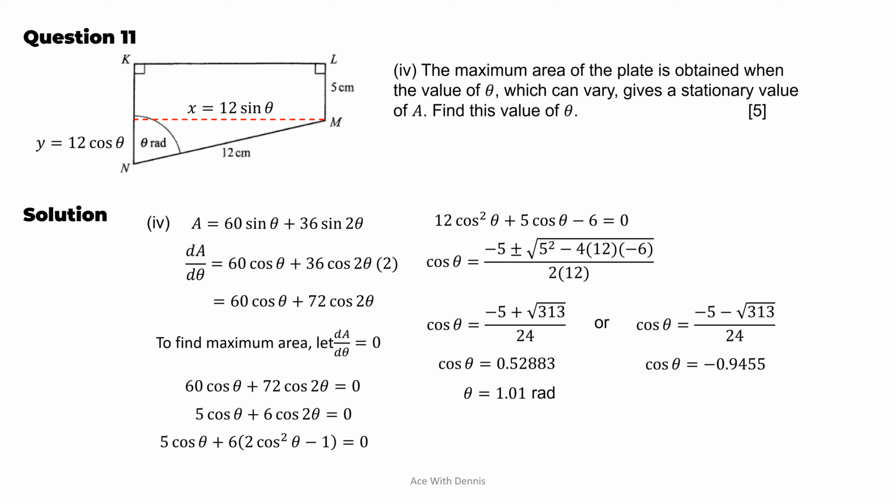And the next one, cosine theta equals negative 0.9455. We reject this angle because theta is an acute angle. Therefore, the only answer is 1.01 radians.